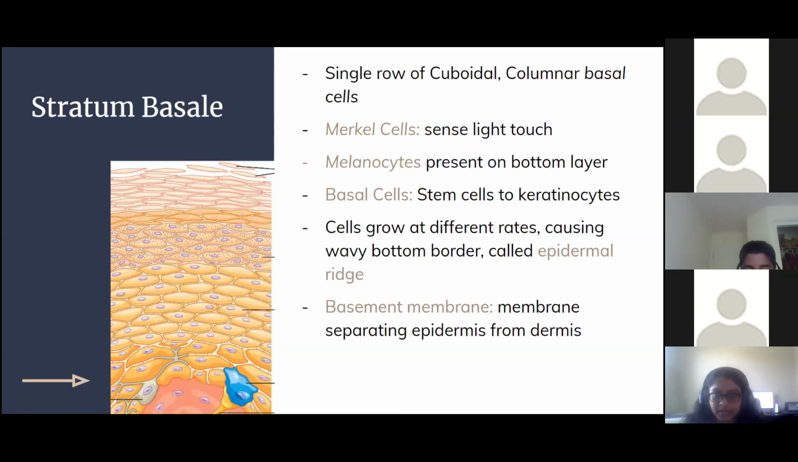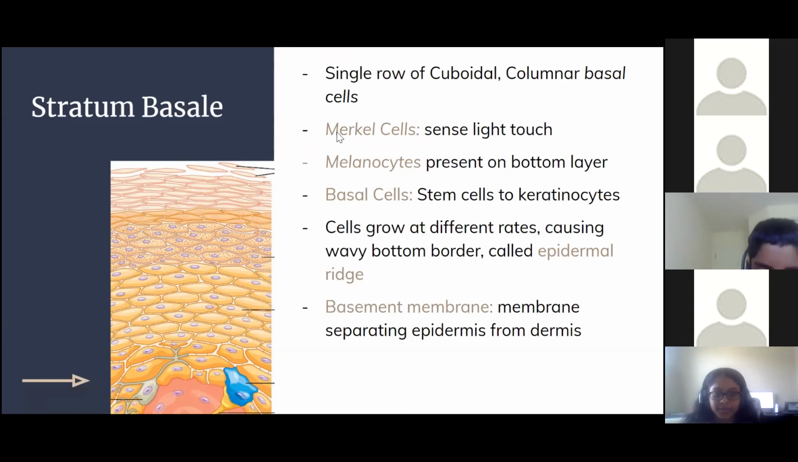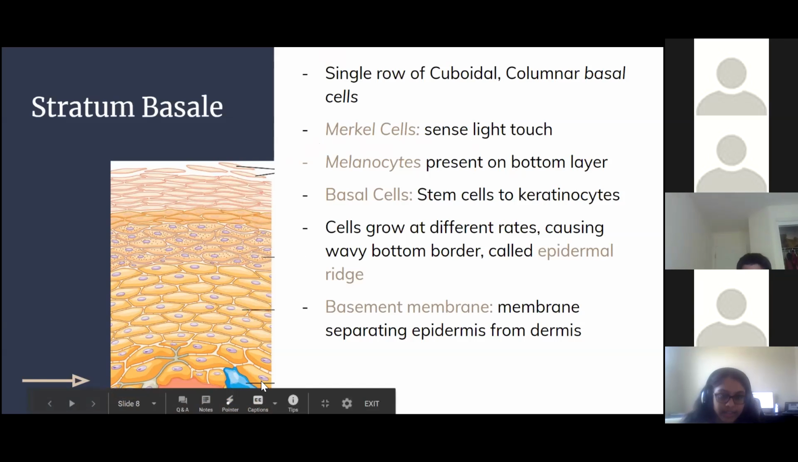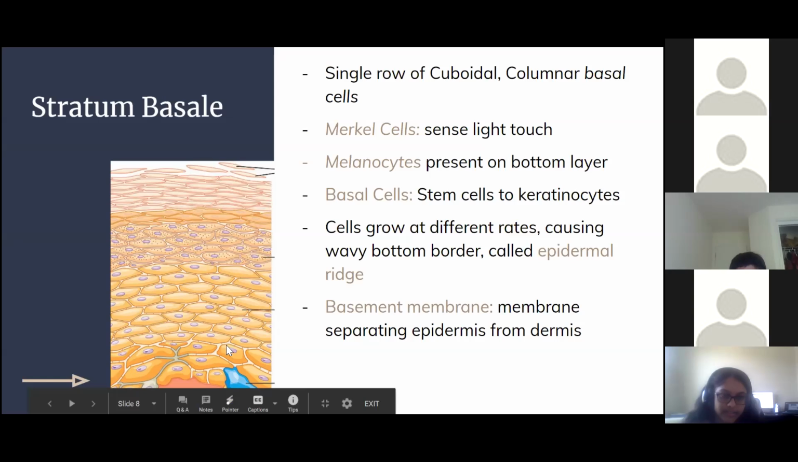Okay. So this layer is made out of basal cells. These are actually cells that can turn into the keratinocytes that we see here. Also, there's Merkel cells. These sense light. And you can notice how the cells here go in a wavy pattern. This is called an epidermal ridge. This is also what creates your fingerprints.